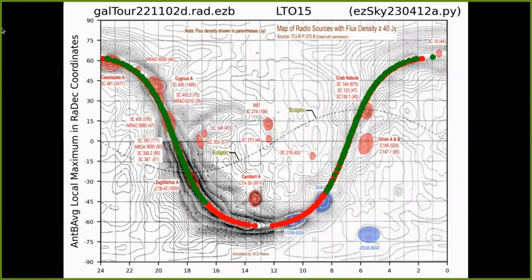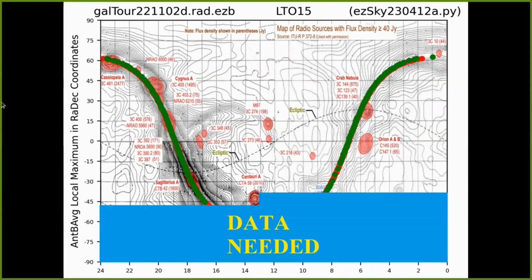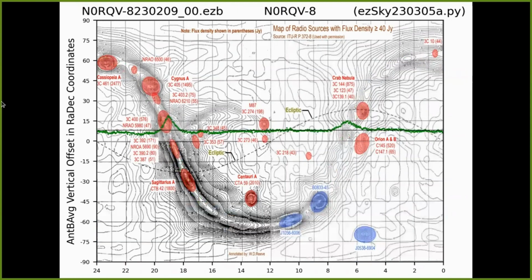The data that was used was collected right along the galactic plane, shown by these green dots, on the galactic plane, shown by the red dots. But still, down on the bottom, there's a part that the telescope cannot see. The Earth gets in the way.